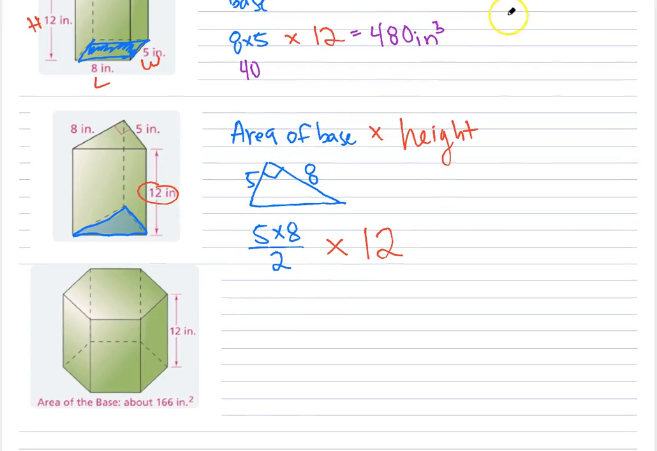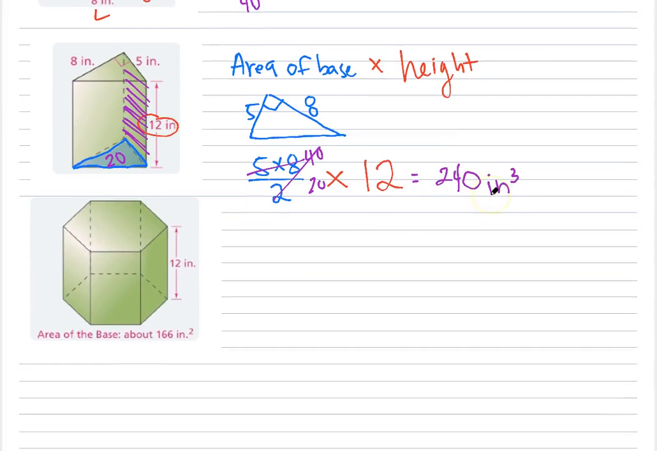So 5 times 8 makes 40, and 40 divided by 2 makes 20. 20 times 12, well, 2 times 12 is 24, and then this is a 20, I'll add a 0. Inches cubed. What that means is in this bottom layer, or this top layer, whichever layer you want, there are 20 cubes here, and that 20 cubes is repeated 12 times. So 20 cubes and 12 layers of those 20 cubes makes 240 inches cubed.